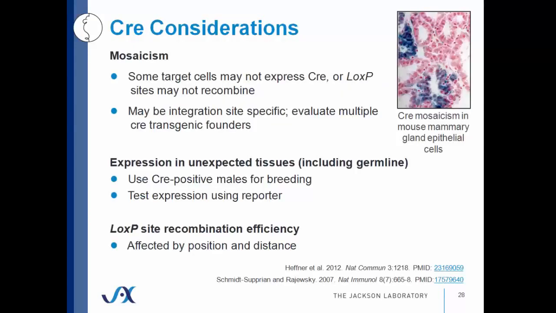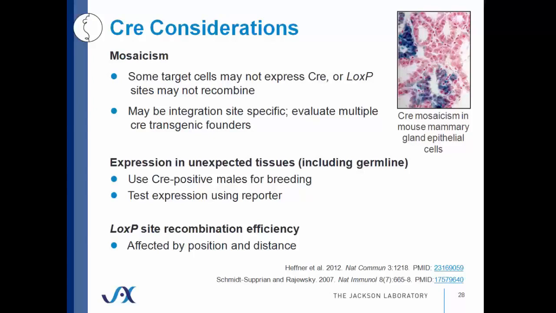As with all things, there are going to be some considerations for using a system like Cre-lox. Realize there can be some sort of mosaicism. Some of the target cells that you're looking at may not express Cre, or the loxP sites may not recombine. Every floxed allele can recombine with the same Cre with a different efficiency. So here you can see in this picture some mosaicism in mouse mammary gland epithelial cells after crossing to a Cre strain. There can be integration site specific effects on your Cre expression, so even though you have the same construct, different founder lines can have different expression. So if you're generating your own transgenic Cre mice, you definitely need to evaluate multiple founders.